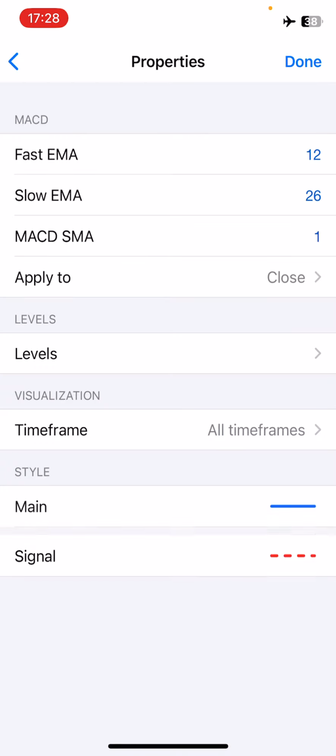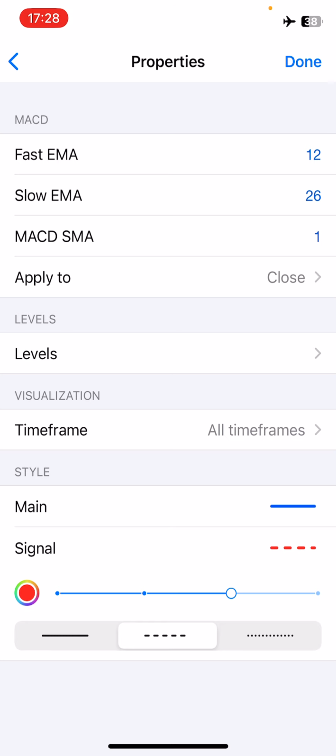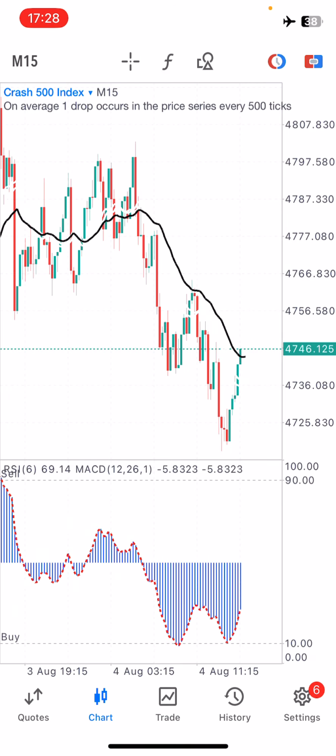And then on the styling, my main is blue and then my signal is red. So if I click done, I'll have that blue and red MACD on my indicator window 1, which is perfect. As you can see, this is the strategy that we started off with, and we have successfully installed it. Now what's important and what's left is for you guys to understand how to use it.